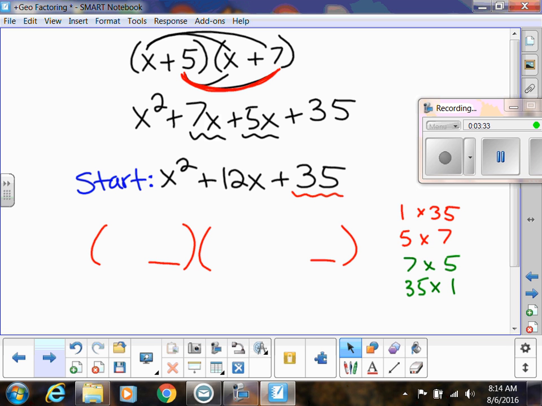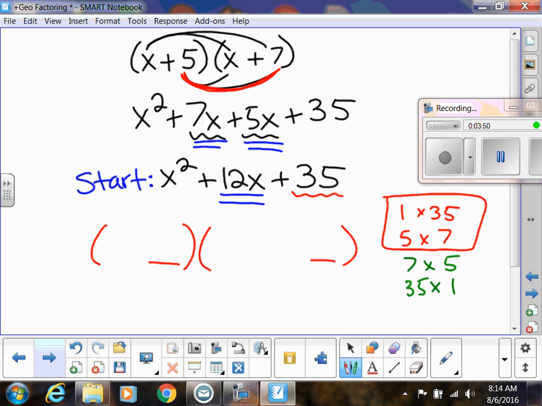All right, so how do I figure out which of these is going to be the correct one? Now we look at this middle term, the 12x. How did we get the 12x? We got the 12x when we combined the 7x plus the 5x. And how did we get the 7x and the 5x? We got that when we distributed an x to each of those constant numbers. So 7x came from this one, and the 5x came from this one.